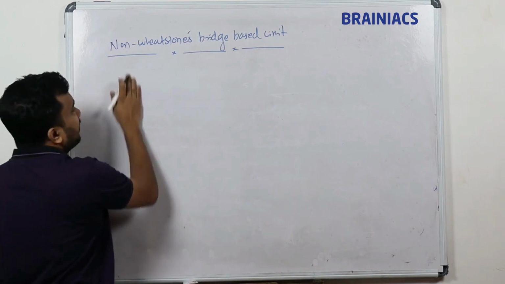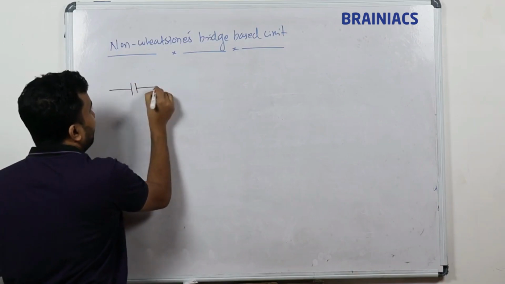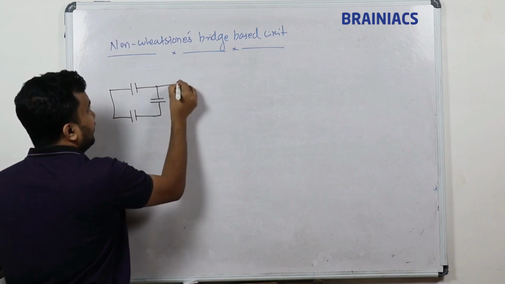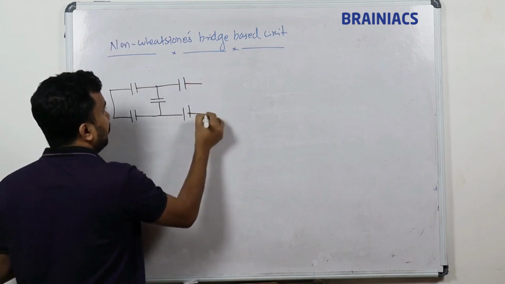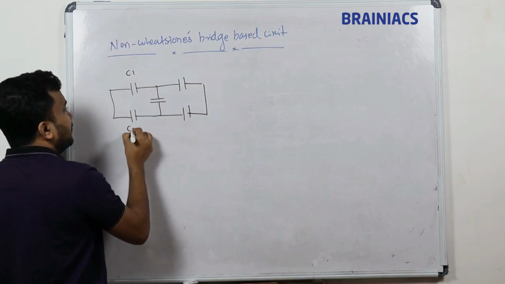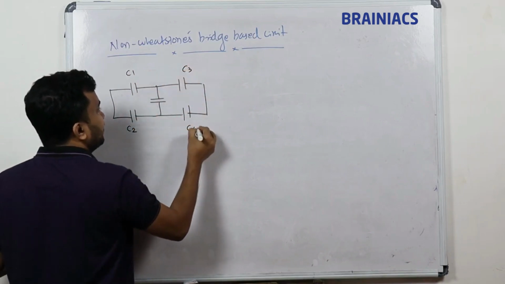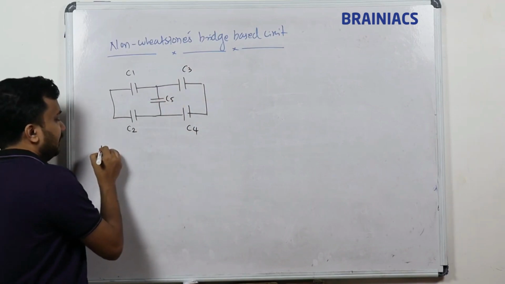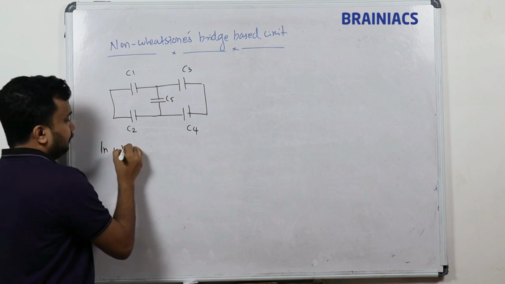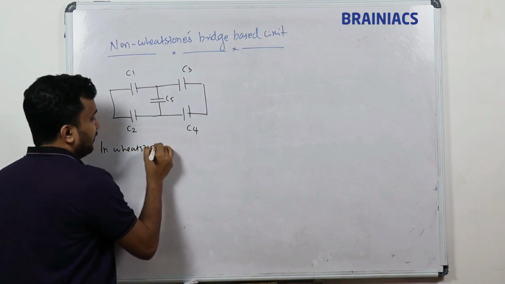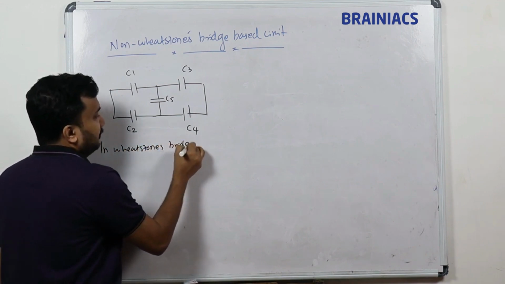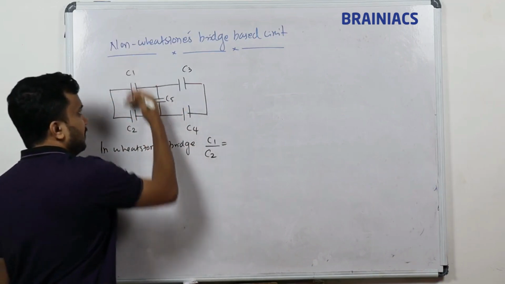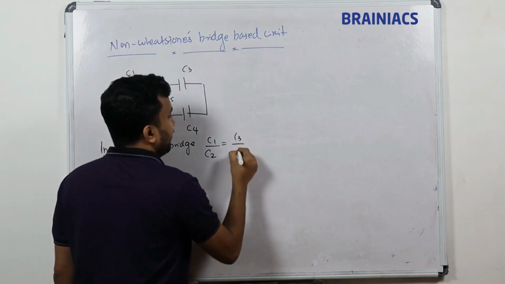In my previous sessions I told you, if you have a structure like this, for example, this is an example of a Wheatstone's bridge. Now this is C1, this is C2, this is C3, this is C4, and this is C5. In a Wheatstone's bridge, C1 by C2 is equal to C3 divided by C4.